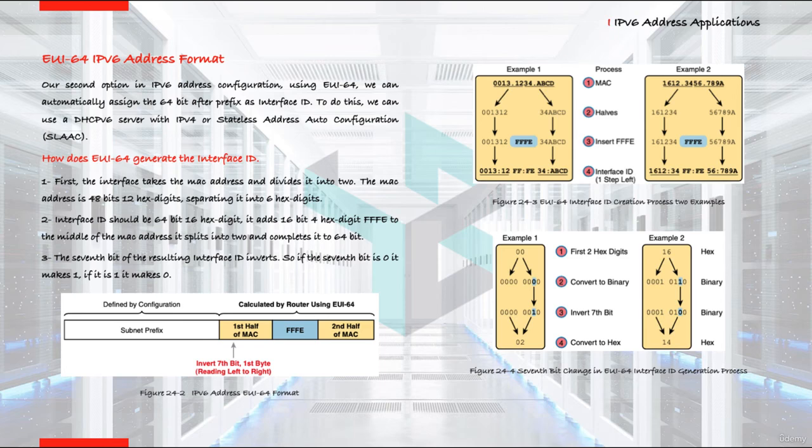It then adds 16 bits FFFE to the middle of the MAC address it divides into two, and completes the interface ID to a total of 64 bits. Then it reverses the 7th bit of the resulting interface ID. The 7th bit makes 0 if 1, and 1 if 0.